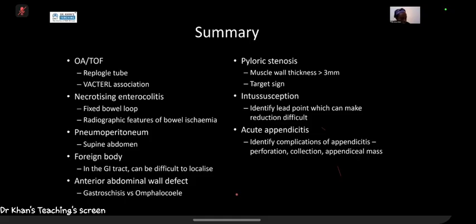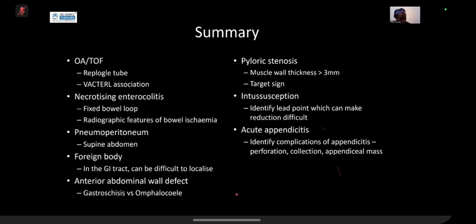If you ever see a triangular pocket of gas, it's not bowel. Be suspicious for pneumoperitoneum. We've talked about pyloric stenosis as well, with the single muscle wall thickness more than 3 millimeters being the most crucial. And to answer the question earlier, the diameter should be less than 14 millimeters.